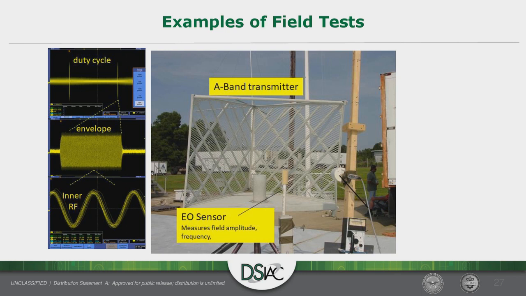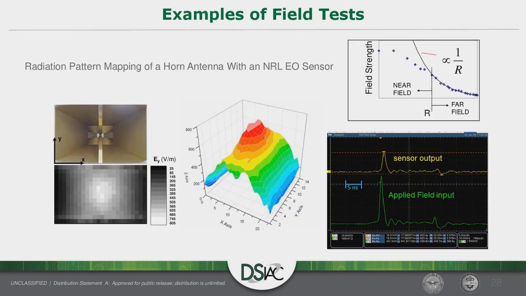We used the same EO sensor for an A-band transmitter, put the EO sensor here and sent the signal into it. Then it shows the duty cycle, two pulses. Once we use a different oscilloscope scale, we can see the envelope. And when you expand the envelope further, you can see the inner RF signals. Next, please.